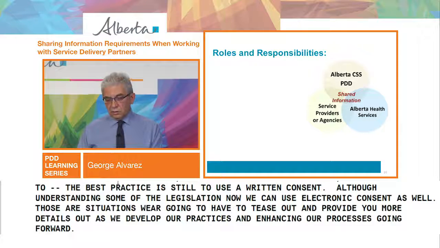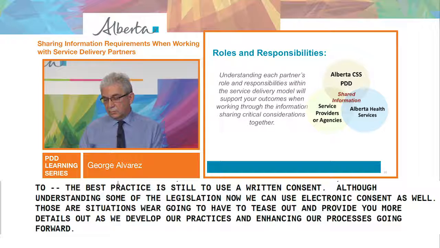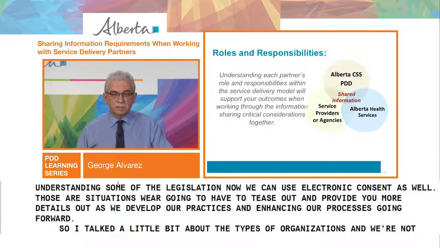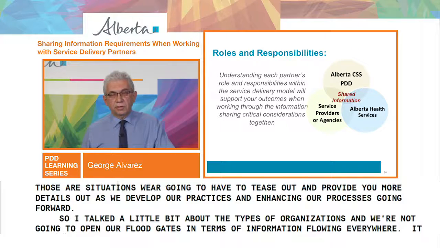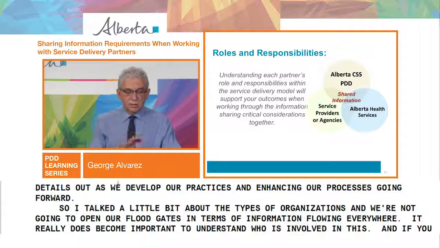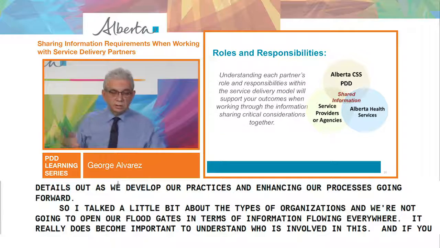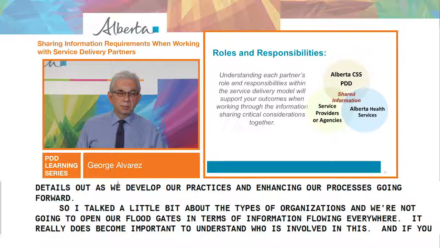So I talked a little bit about the types of organizations, and that we're not going to open our floodgates in terms of information flowing everywhere. It really does become important to understand who's involved in this. And if you take a look at this slide, you'll see there's 3 circles. I mean, it could be 20 different circles, but there's overlaps between them.